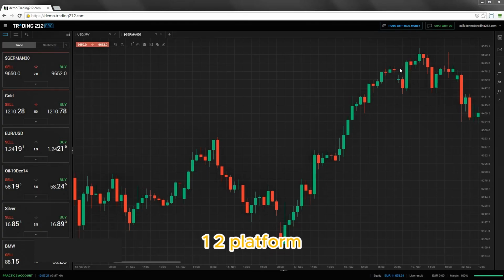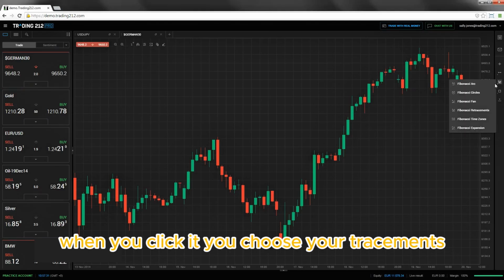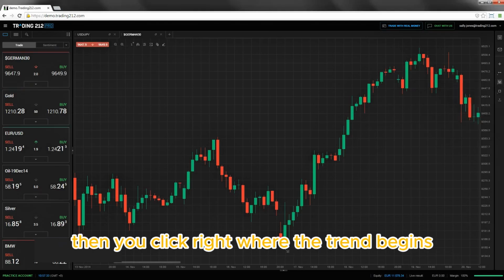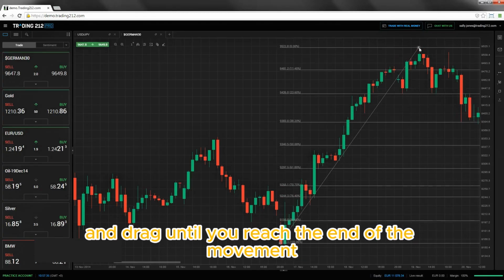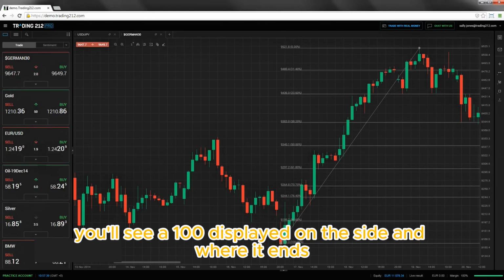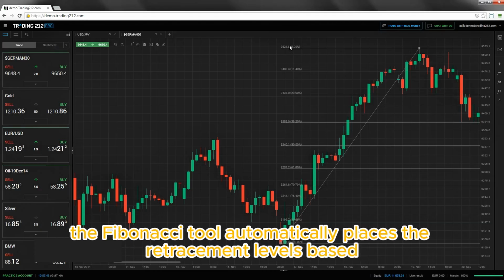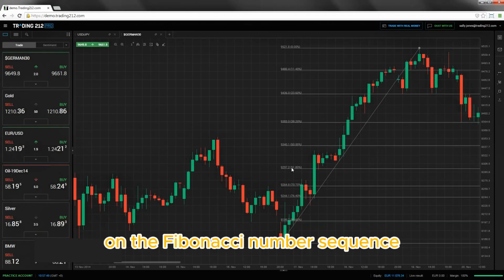In the Trading 212 platform, on the side you have a Fibonacci icon. When you click it, you choose Retracements. Then you click right where the trend begins and drag until you reach the end of the movement. Where the move started, you'll see a 100 displayed on the side, and where it ends, a 0. When you have plotted this line, the Fibonacci tool automatically places the retracement levels based on the Fibonacci number sequence.